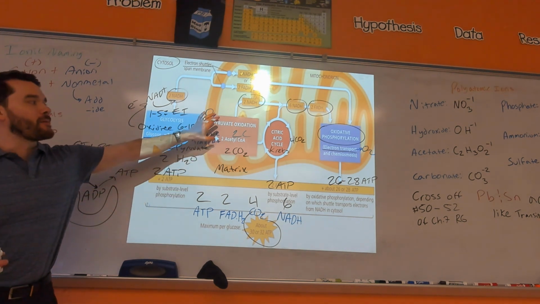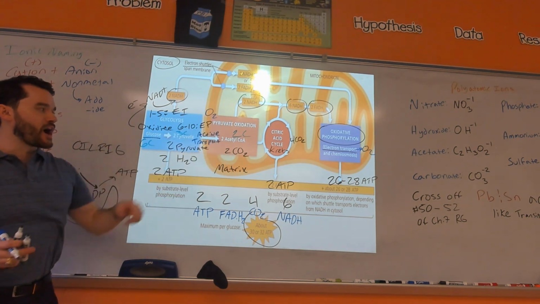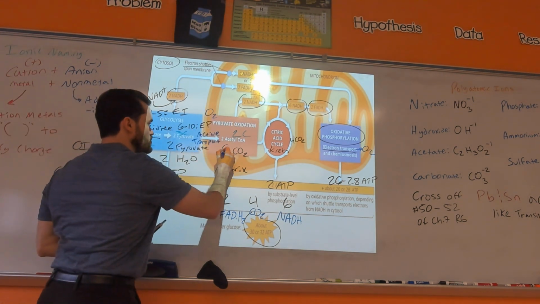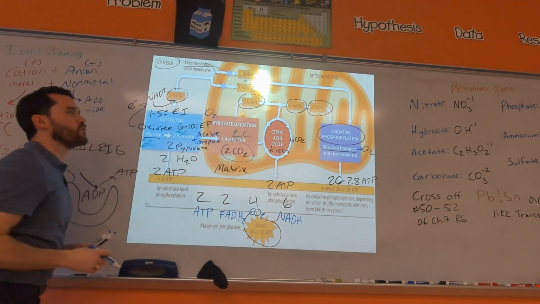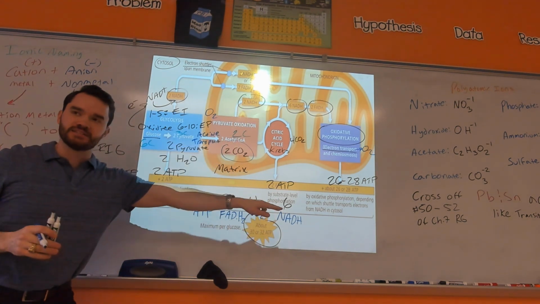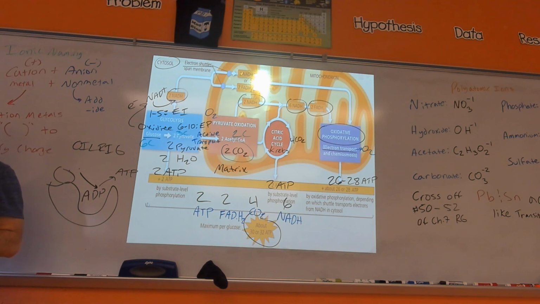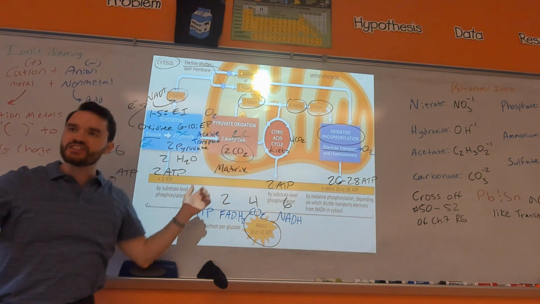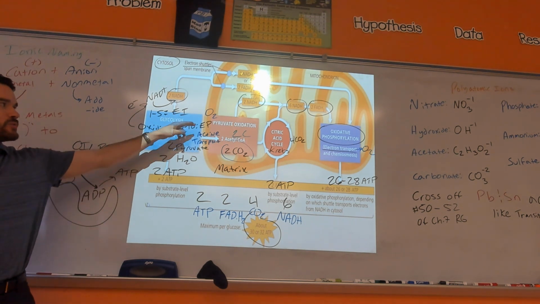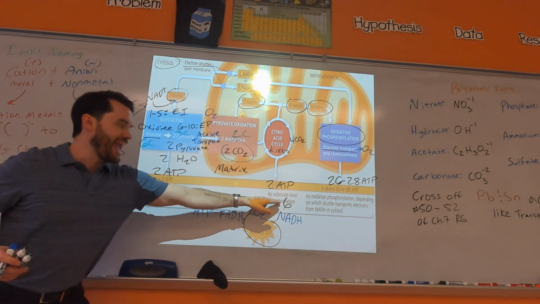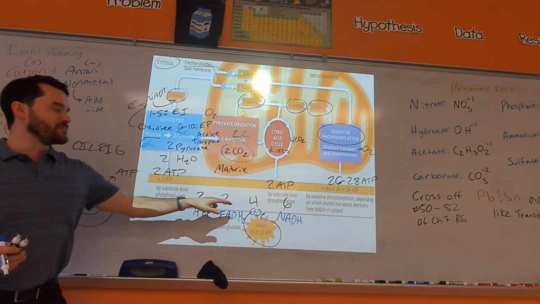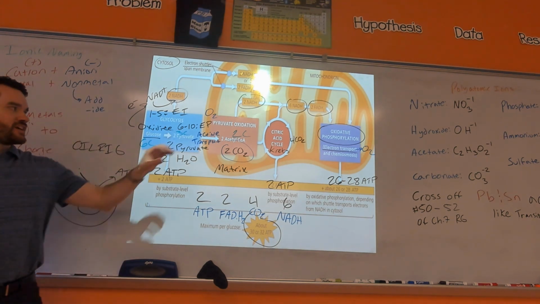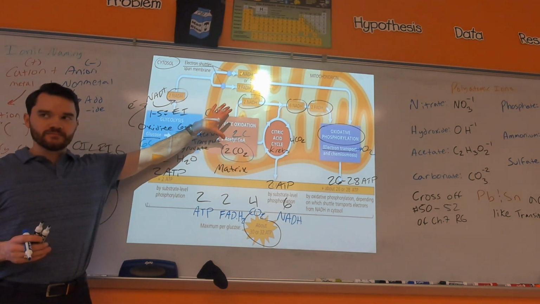But don't forget about pyruvate oxidation. You also in pyruvate oxidation made 2 CO2 and 2 more NADH. That's separate from this. So sometimes people will combine pyruvate oxidation and the citric acid cycle together, and you would see that you would have 8 NADH and 6 CO2 because you had 2 of those there.